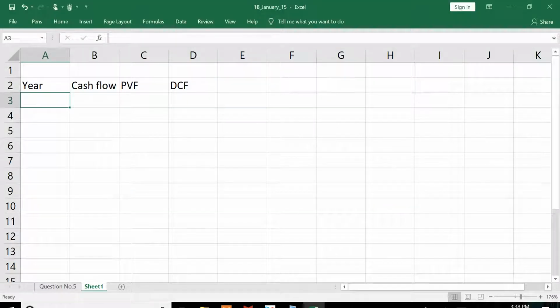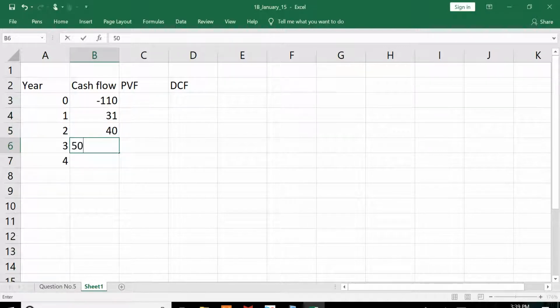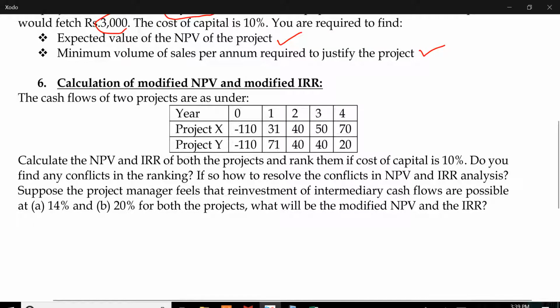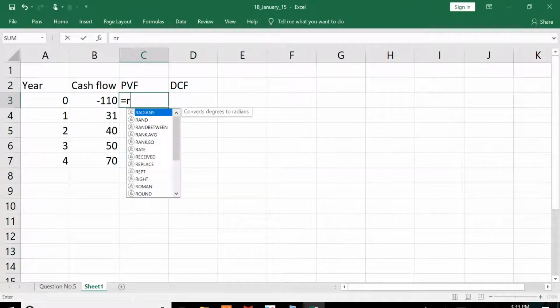If I take project X, can you just tell me the cash flow numbers? First year 110, 31, 40, 70, 70. What is the cost of capital they have given? 10%.